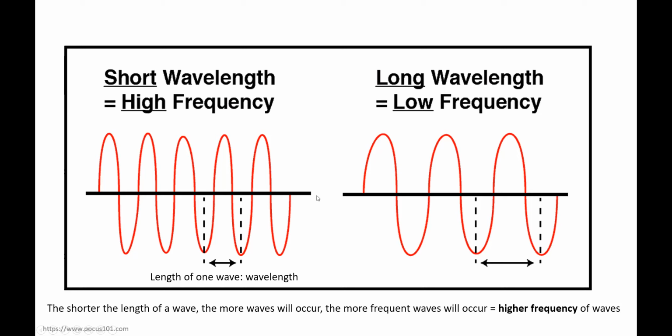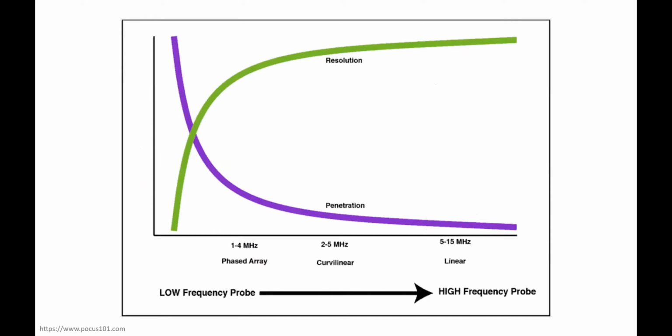You see, in one snapshot of the same time frame, you can have 1, 2, 3, 4, 5 waves, the more frequent wave, compared to this longer wavelength, 1, 2, 3 waves only. Why is this important regarding wavelength and frequency? Because in ultrasound, when we talk about different types of probes and different types of transducer, like I said, we generate the sound. We want to manipulate the sound to get what we want, depending on clinical application.